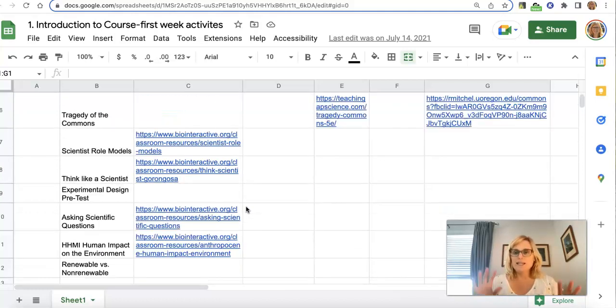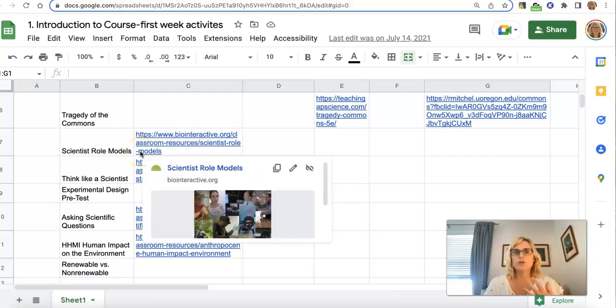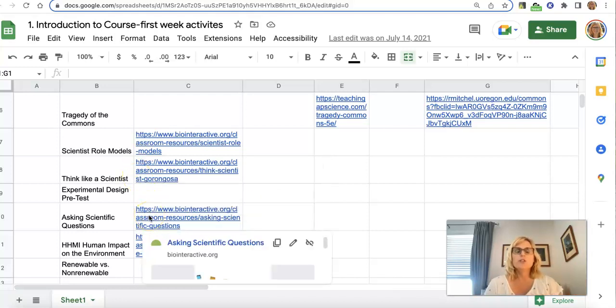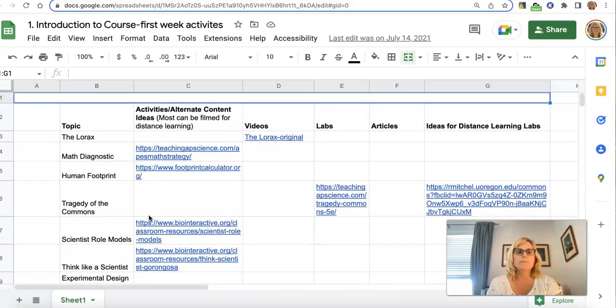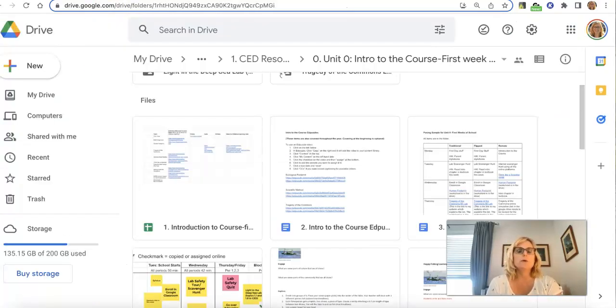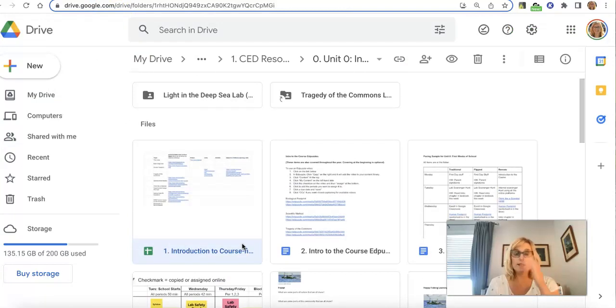If I have a day that I need to fill and classes and kids are switching around, which they don't do too much in my school, but I know for a lot of your schools, the kids do a lot of schedule changes. So you might want to fill in with things like scientist role models to show different types of scientists that study different things that look different and are different ethnicities and genders. Also, think like a scientist, asking scientific questions. So these are all things that you can do as a Unit 0.